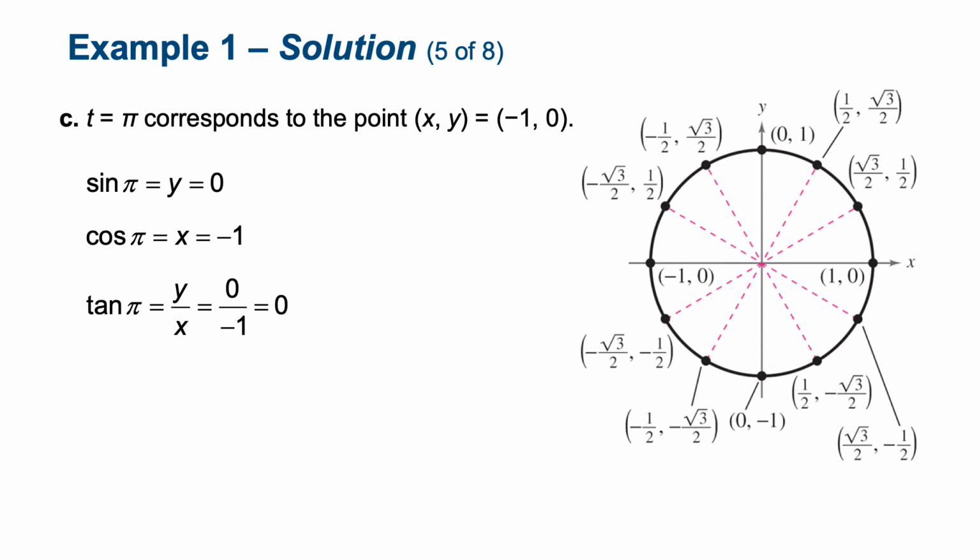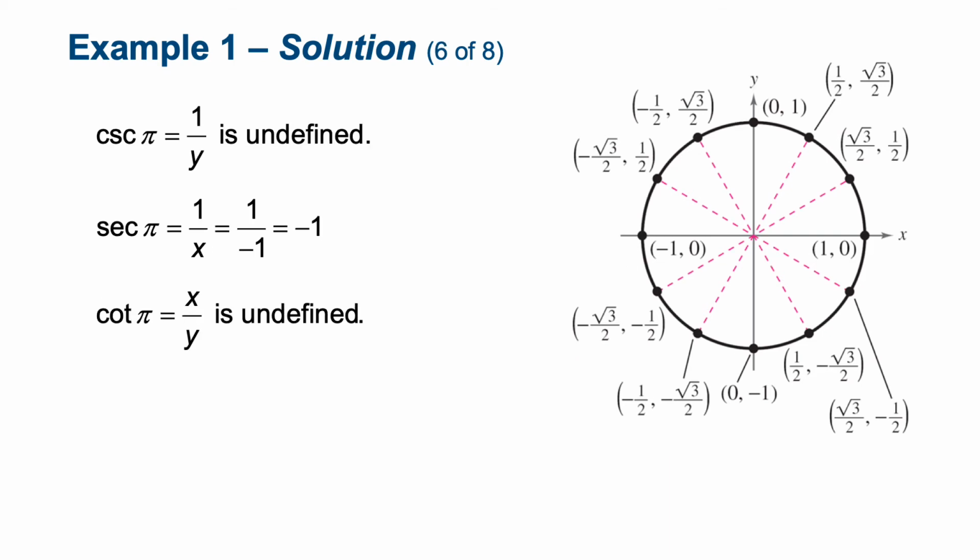Okay, so then let's say here we have t is equal to pi. Notice that pi is on the x-axis in the negative direction. So that would be the point negative 1 comma 0. Sine of pi would be 0. Cosine of pi would be negative 1. Tangent would be the ratio y over x, so that would just be 0.